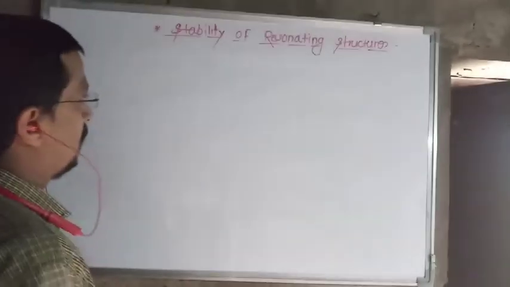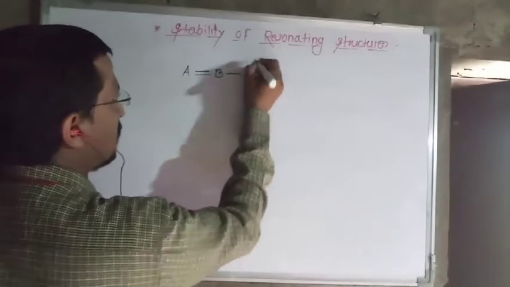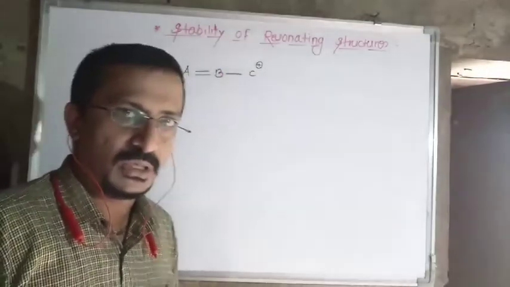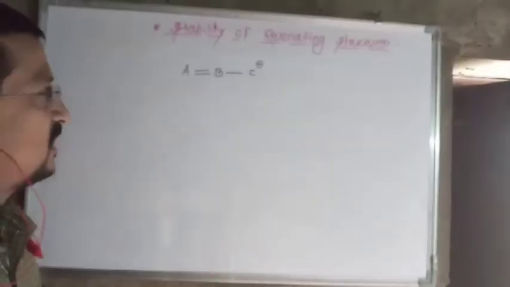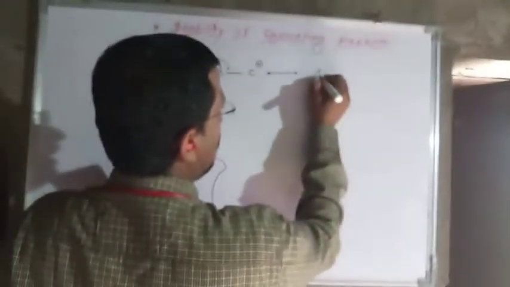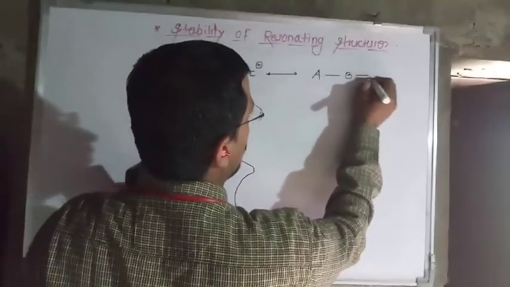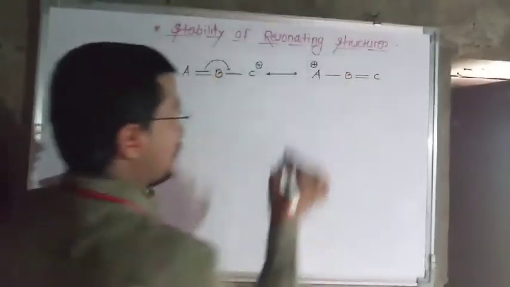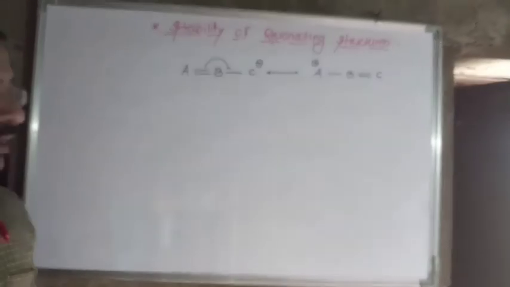Now, see here. Consider a general case: A double bond B, C has a positive charge. This is the resonating condition. Resonance is possible in this case. If we draw the resonance, then what happens? A single bond B double bond C, and at the same time A has a positive charge.